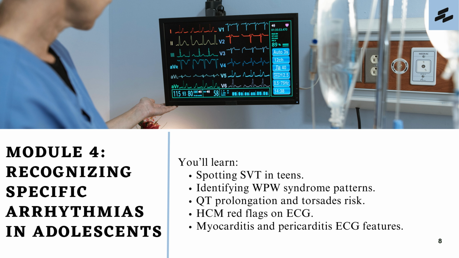Module 4. Recognizing specific arrhythmias in adolescence. This module takes a closer look at arrhythmias seen in adolescence. We'll cover how to spot SVT on an ECG and how WPW patterns differ from normal conduction. We'll also explore QT prolongation, torsades de pointes risk, and the red flags for hypertrophic cardiomyopathy. Finally, we'll review ECG features of myocarditis and pericarditis, two important but often missed conditions in youth.